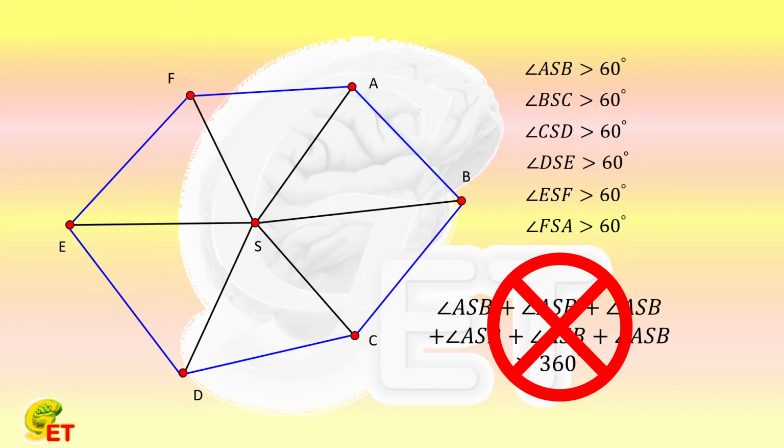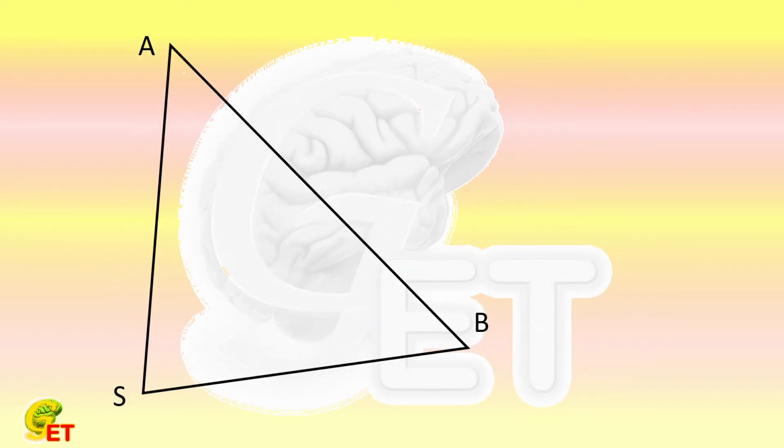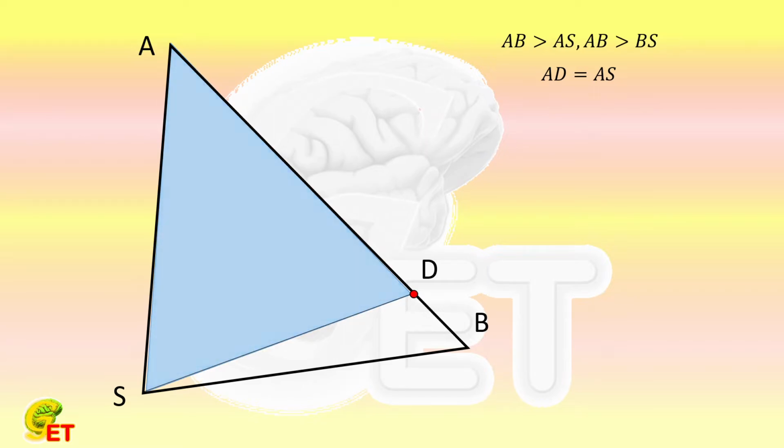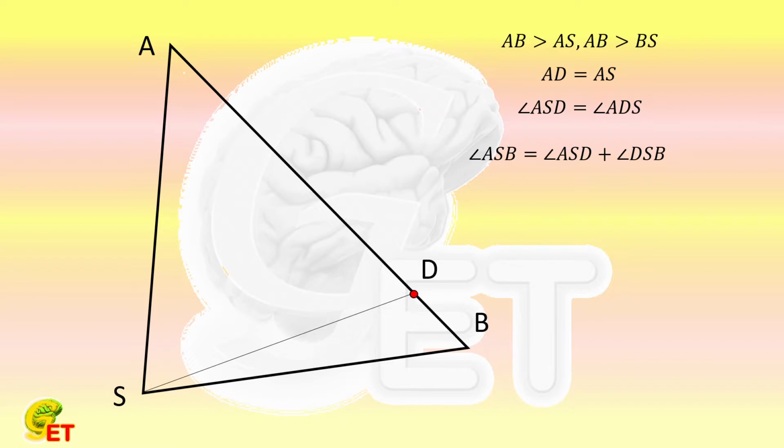Now, let's review why the interior angle subtended by the longest side of a triangle is bigger than 60 degrees. We can also use this triangle ABS to show it, where AB is bigger than AS, as well as BS. Therefore, we know that there exists a point D on the segment AB, such that AD equals AS. We connect SD, and get the triangle ASD as an isosceles triangle. So angle ASD is equal to angle ADS. How big is the angle ASB, which is subtended by side AB? It is equal to angle ASD plus angle DSB.